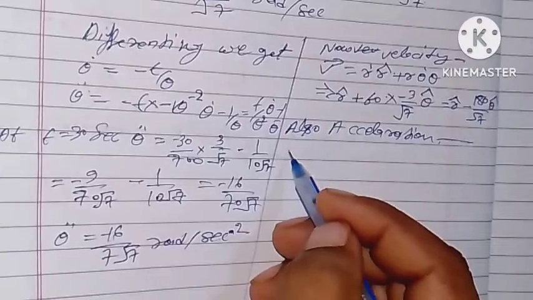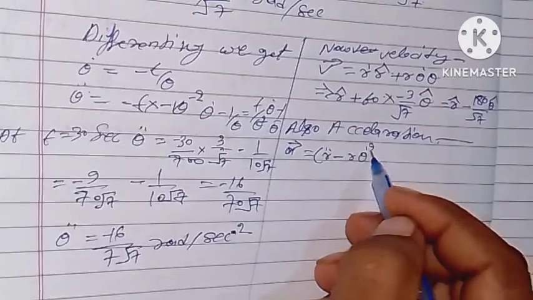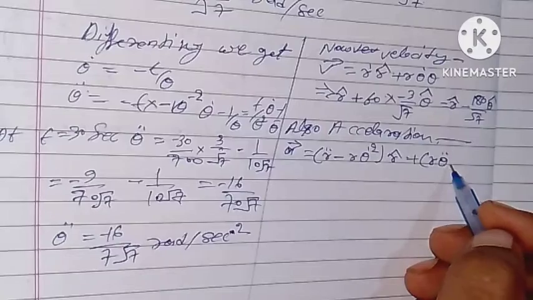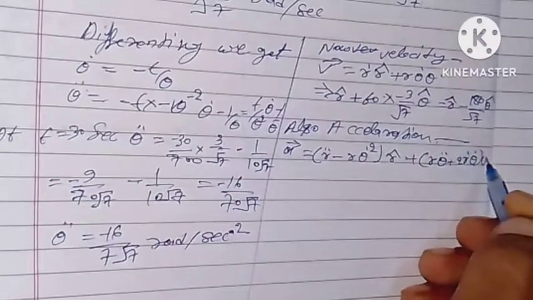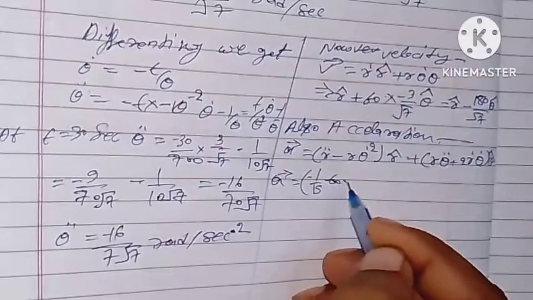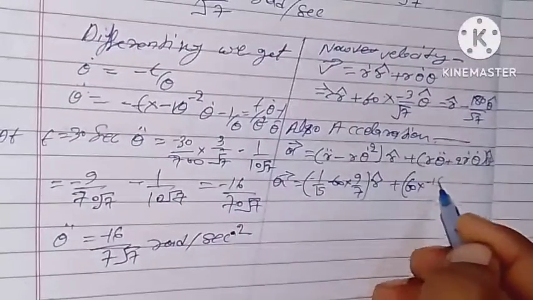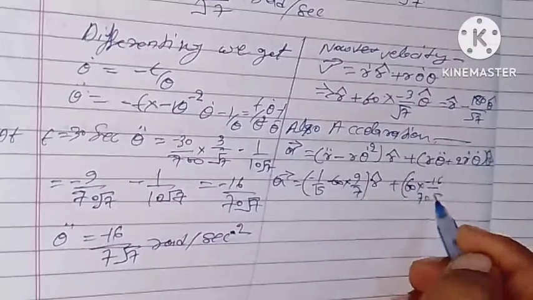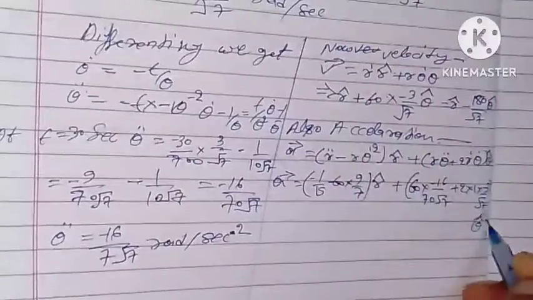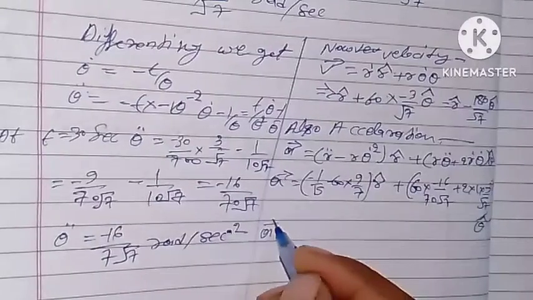Also acceleration. Vector A equal to (r double dot minus r theta dot square) unit vector r plus (r theta double dot plus 2 r dot theta dot) unit vector theta. Then vector A equal to (minus 1 upon 15 minus 60 multiplied by 9 upon 7) unit vector r plus (60 multiplied by minus 16 upon 70 root 7 plus 2 multiplied by 1 multiplied by minus 3 upon root 7) unit vector theta. Then we calculate the value.